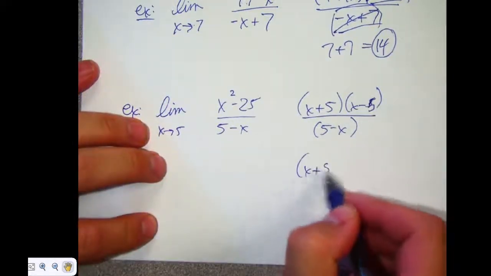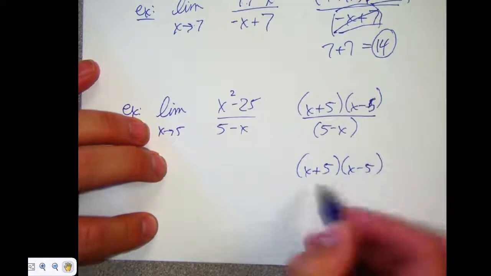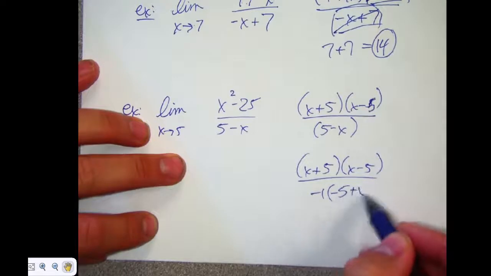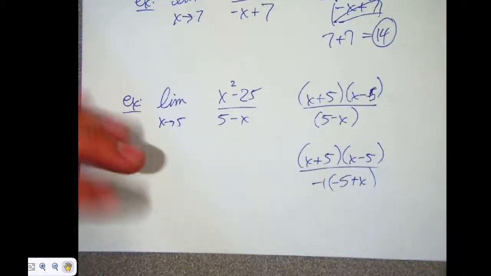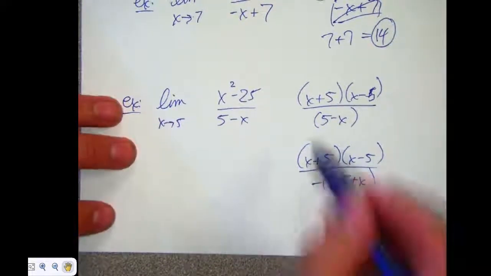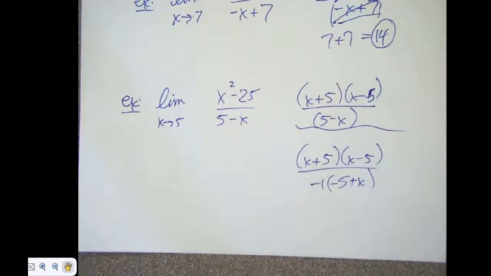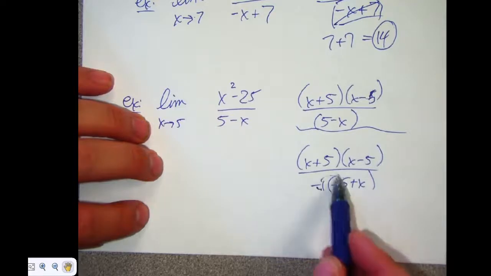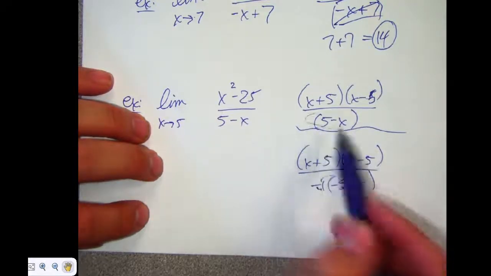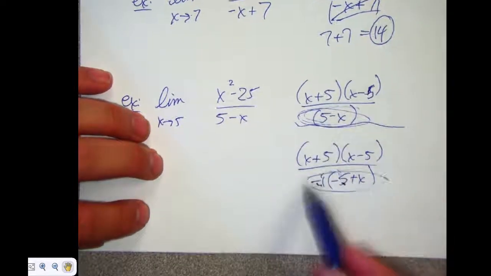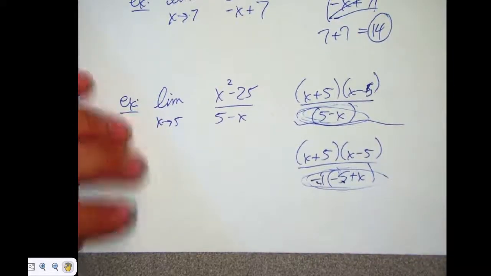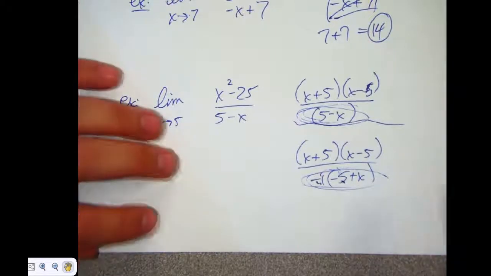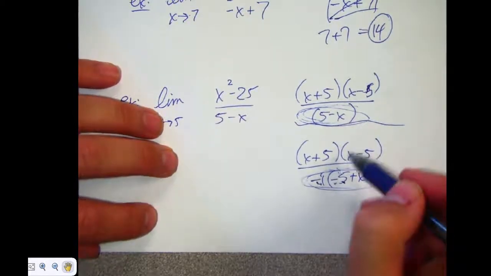Would you agree that if I rewrote the bottom as negative 1 times negative 5 plus x, it's the same thing? Yes. I just transformed it into a way that makes my life easier. So I'm factoring out a negative 1, basically. And if I distributed that negative 1 back in, I would end up with this. So these two things are the same. I'm just reorganizing so I can cancel things out. And once I do that, negative 5 plus x is the same as x minus 5.